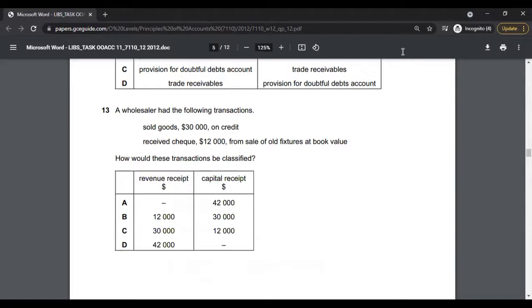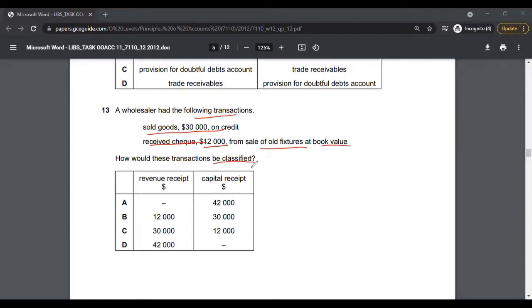Multiple choice 13. A wholesaler had the following transactions: sold goods 30,000 on credit, received check 12,000 from sale of old fixtures at book value. How would these transactions be classified? So revenue received or capital received. So 30,000 is actually revenue received, and 12,000 is actually capital received. We will search through the options. That's option C. It matches our idea here. And the answer to multiple choice 13 is option C.